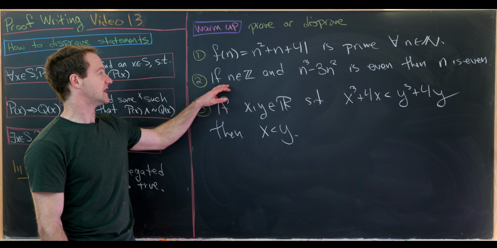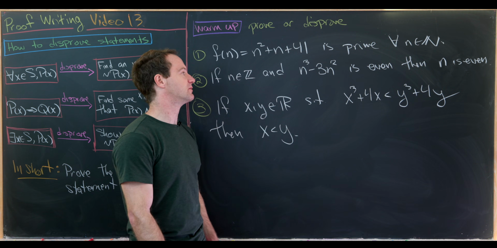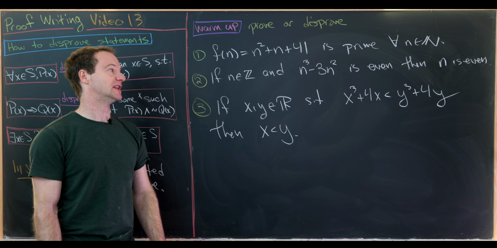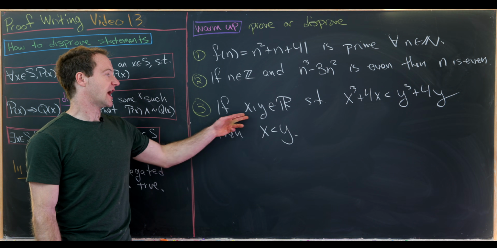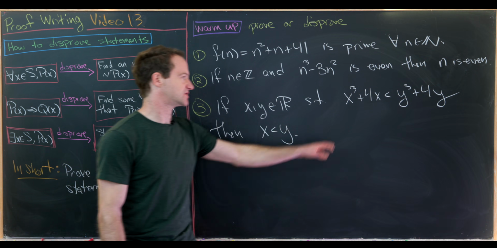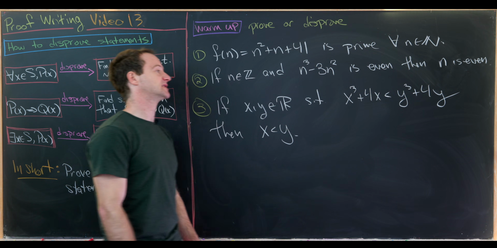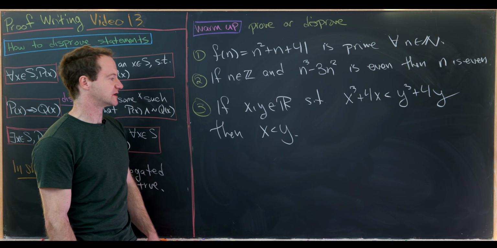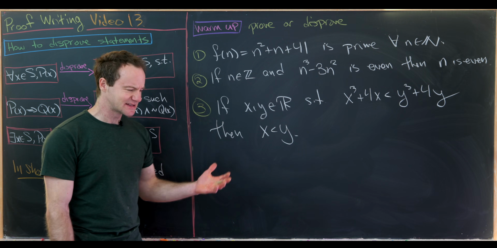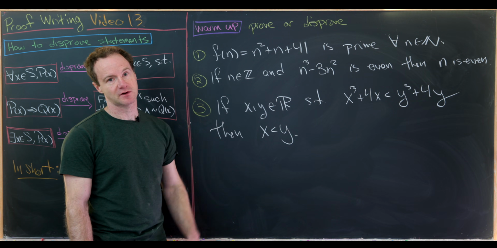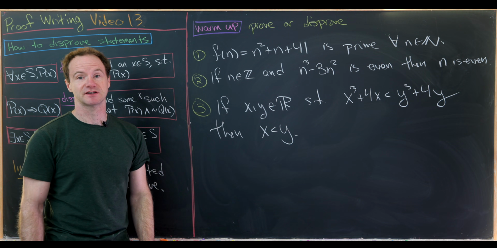Next is if n is an integer and n cubed minus 3n squared is even, then n is even. And finally, if x and y are real numbers such that x cubed plus 4x is less than y cubed plus 4y, then x is less than y. So I guess I'll give you a hint here that 2 of these are false and 1 of these is true. And that's a good place to stop.